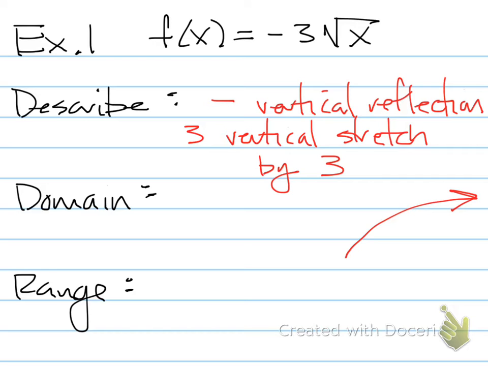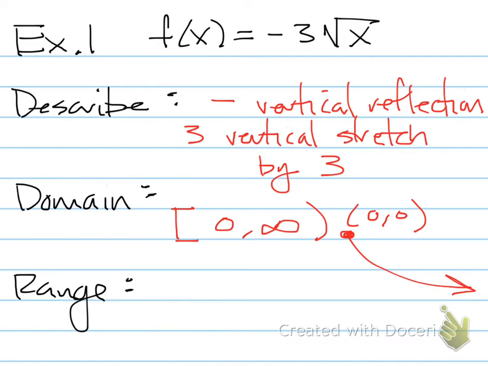For the domain, you should do a quick sketch of what the graph will look like. Notice that because of that negative, it's being reflected vertically. So this is what the graph is actually going to look like, and that vertex is 0, 0. So the domain is going to be from the x coordinate of that vertex to infinity. And the range is going to be the y coordinate of the vertex to negative infinity, because the graph is going down as you move to the right.